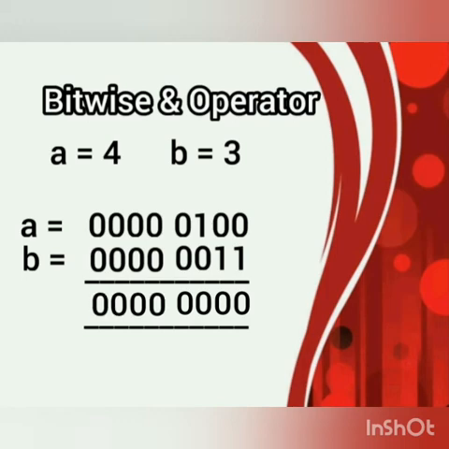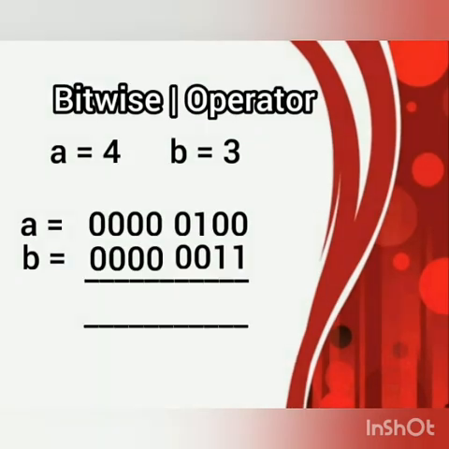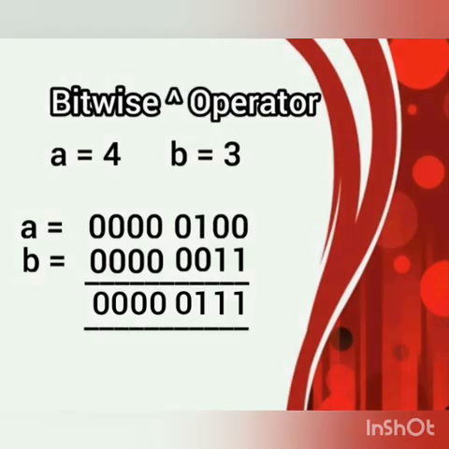all zeros. Now let's see the example of bitwise OR operator. A value is 4 and B value is 3. Here the concept of OR is if any one of the inputs is true, the output is true. So 0 or 1 is 1, 0 or 1 is 1, 1 or 0 is 1. Balance all zeros.